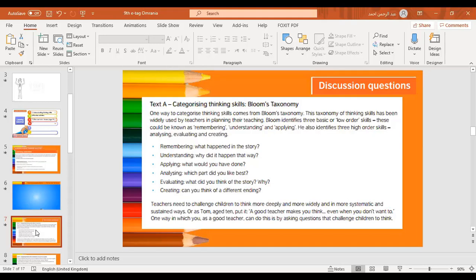So, according to what we have already seen in this story, I would like to ask you some questions. If you want to answer, please raise your hand and take the audio and speak about your opinion. The first question is related to remembering. What happened in the story? Do you remember what happened in the story? You can answer this simple question. This is the first simple thinking skill. Who can answer?